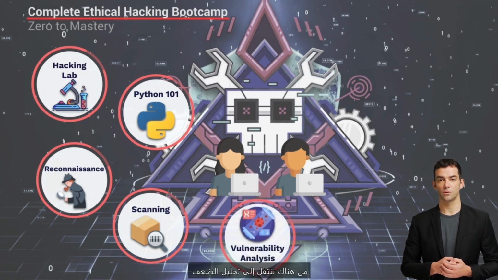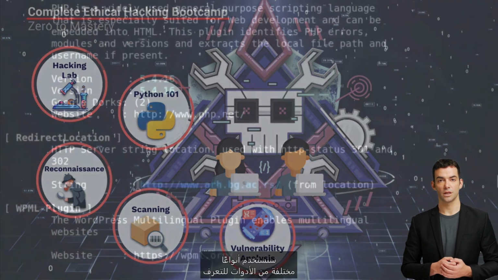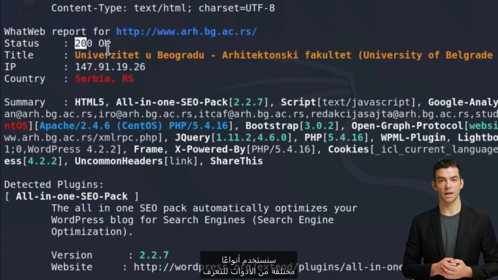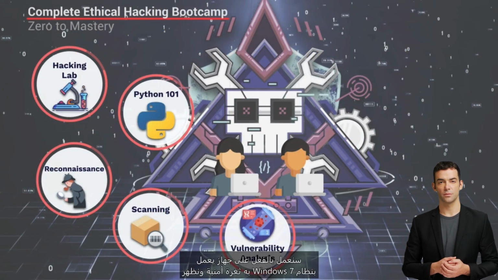From there, we go into vulnerability analysis. In this section, we use the information that we gathered from the previous sections, and with this information, we try to determine whether there is a known vulnerability that we can take advantage of. We're going to use different sorts of tools to learn about our target system and where their weaknesses are. We're actually going to work on a Windows 7 machine that has a vulnerability and show how we can break into it and how we can use that to our advantage.